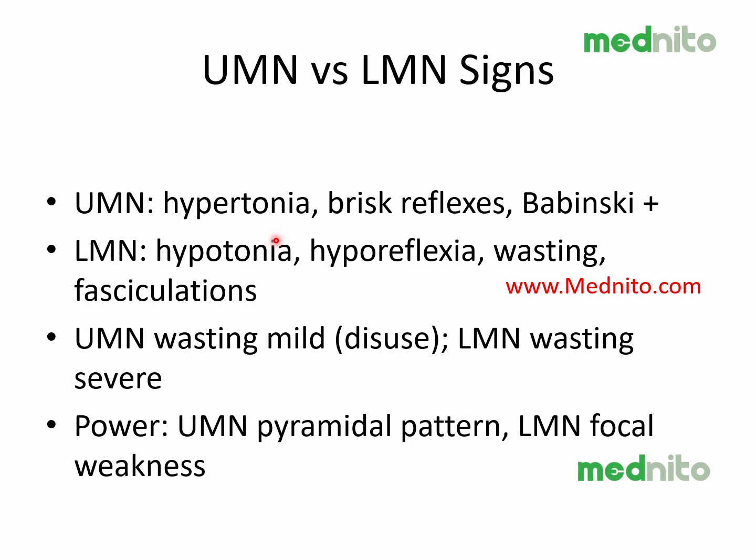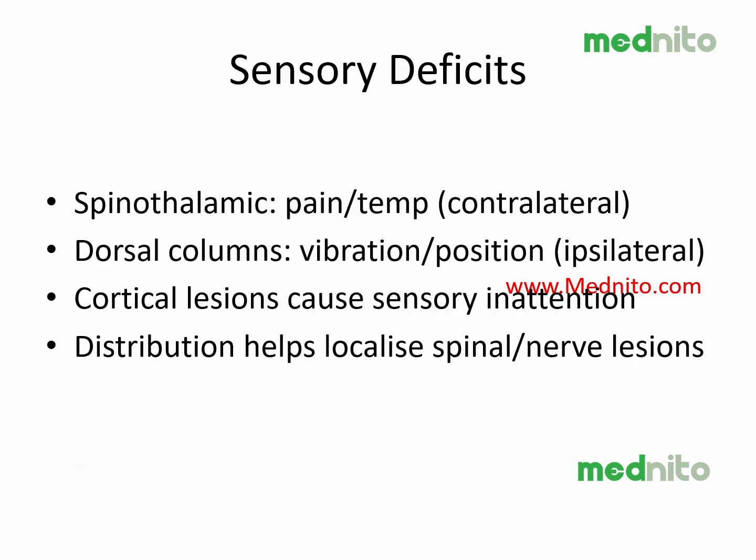Next, talking about the signs of upper motor neuron lesion and lower motor neuron lesion. As discussed, I want you to understand that hypertonia with increased reflexes is an upper motor neuron sign, and hypotonia with decreased reflexes is a lower motor neuron sign. There can be wasting that is most significantly seen in the lower motor neuron lesion compared to an upper motor neuron lesion.